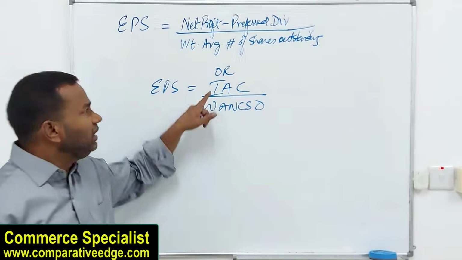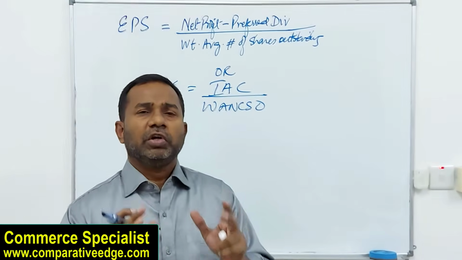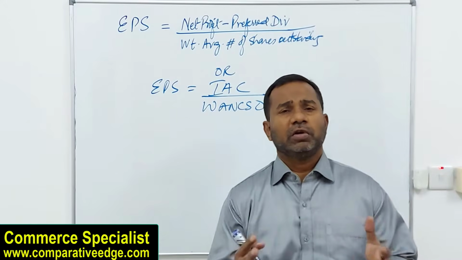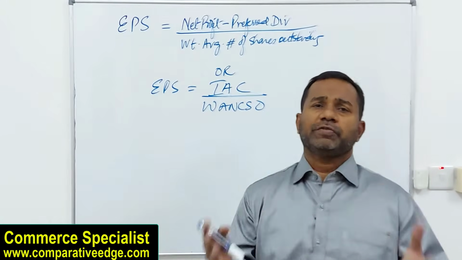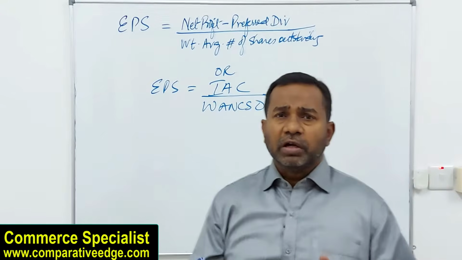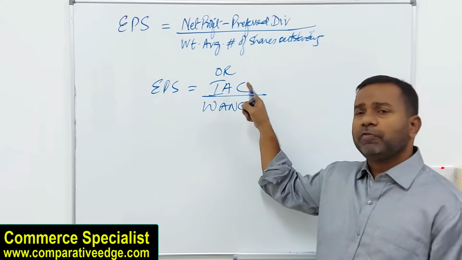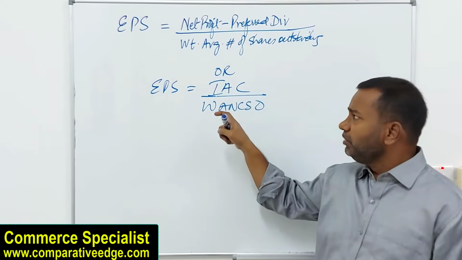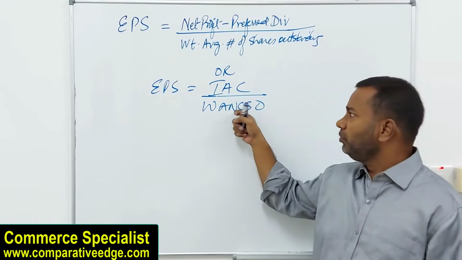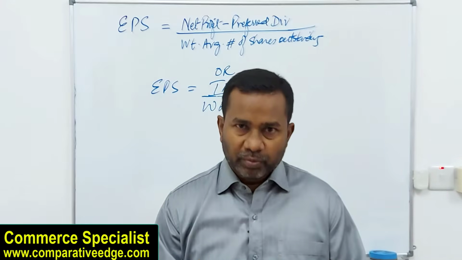This IAC means income available for ordinary shareholders. Ordinary share and common shareholders are the same. You know there are two types of shareholders, preference and ordinary or common. So we are talking about profit available for ordinary shareholders, income available for ordinary shareholders, common shareholders, divided by weighted average number of common shares outstanding. Shares outstanding means shares which have been issued.